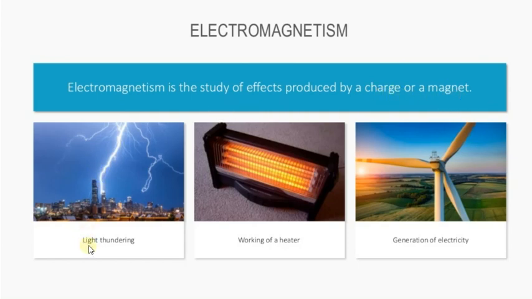The first example is lightning. The electrons, the charges, can move from one region to the other, from higher concentration to lower concentration. Next example of electromagnetism is the working of a heater. Due to the flow of electricity, heat is produced. Another is generation of electricity by windmills. Electromagnetism is also a part of classical physics.